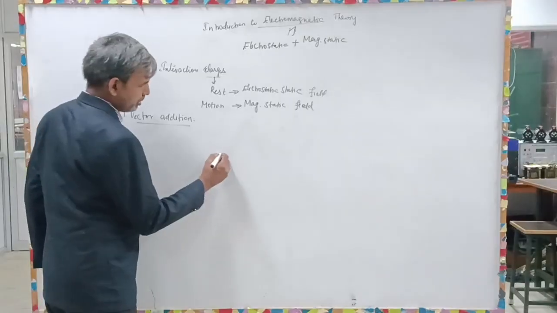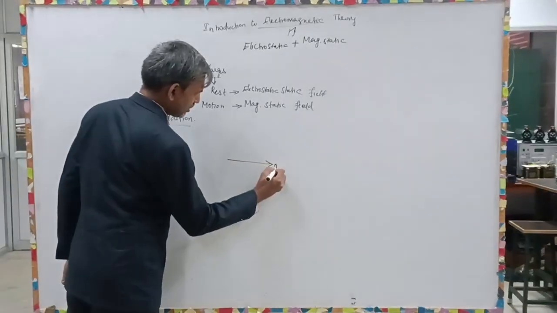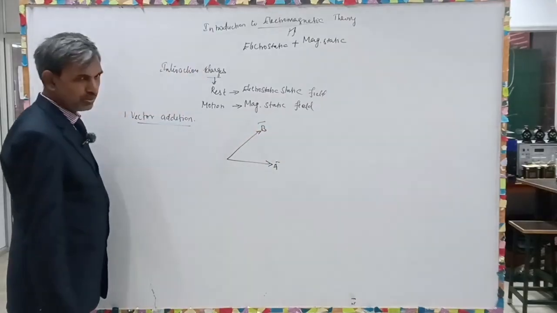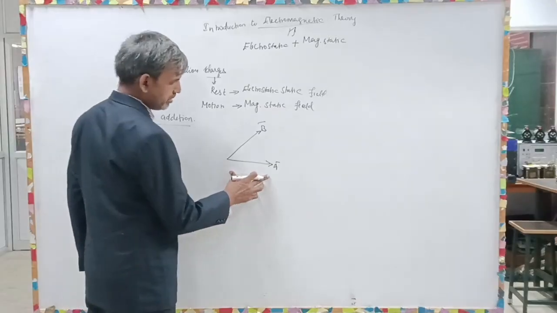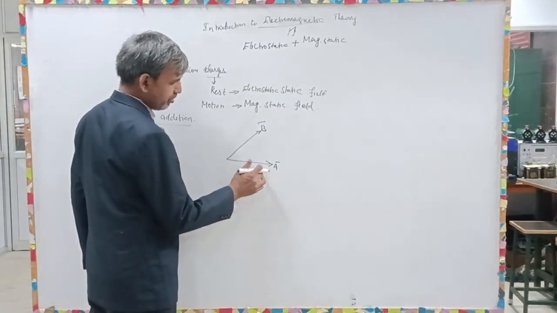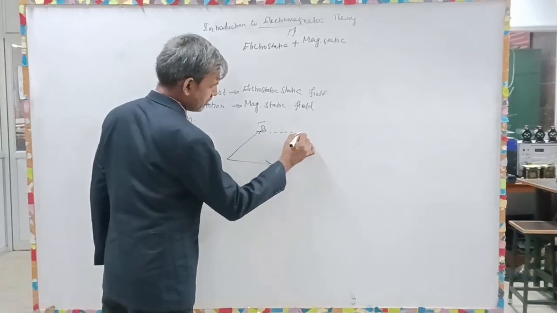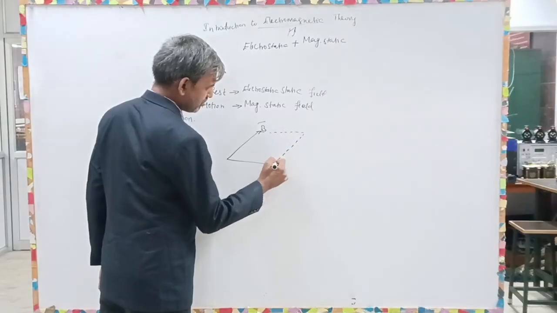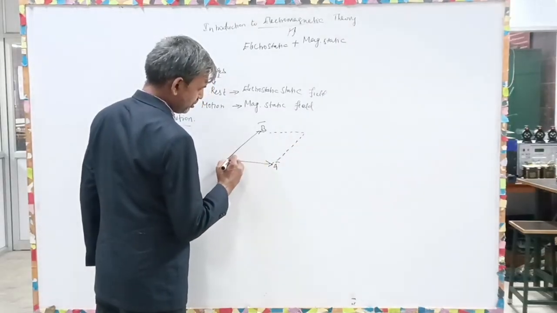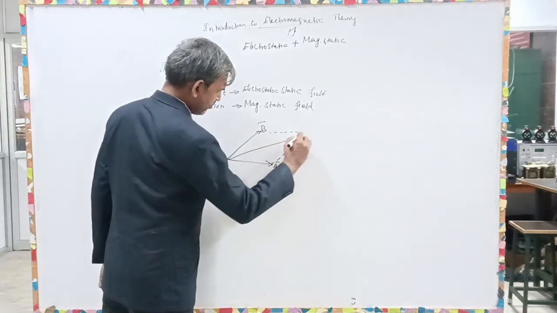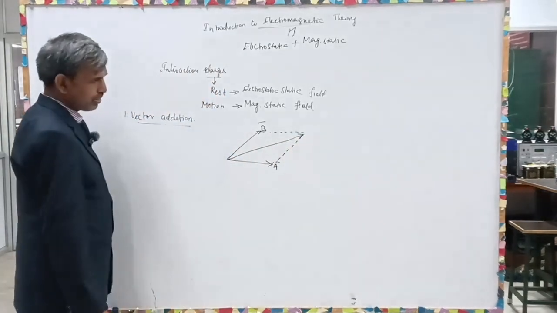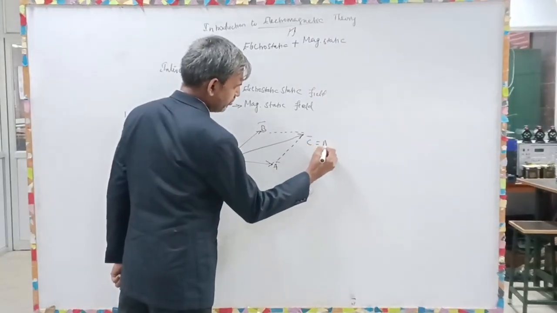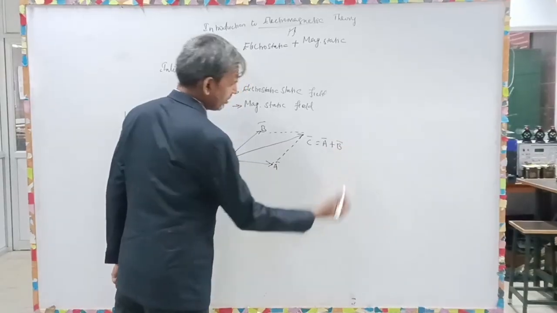We are considering two vectors, A vector and B vector. To add these two vectors, first we draw parallel lines for these two vectors: this is parallel to the A vector, and this is parallel to the B vector. Now the diagonal of the parallelogram is the addition of the two vectors, that is, C vector is equal to A vector plus B vector.